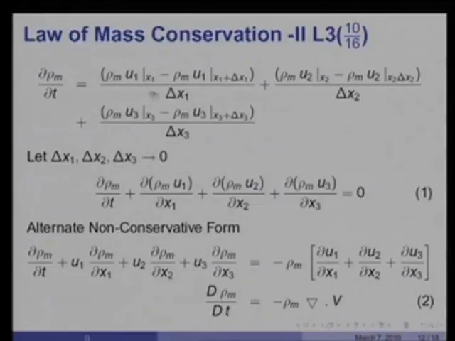This expression, for example, would be minus d rho m u1 by dx1 minus d rho m u2 by dx2 minus d rho m u3 by dx3, which I have transformed on the left hand side to read as follows. So essentially then d rho m by dt plus d rho m u1 by dx1 plus d rho m u2 by dx2 plus d rho m u3 by dx3 equal to 0 is the statement of the law of conservation of mass in differential form.